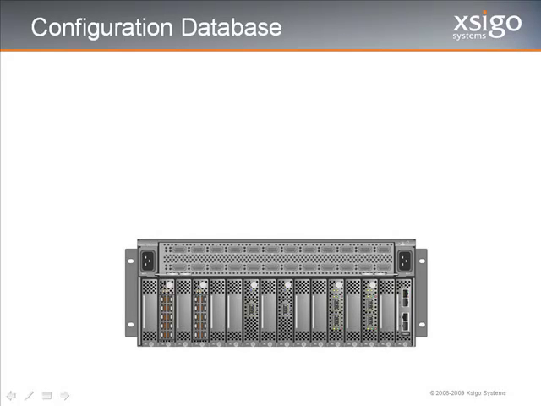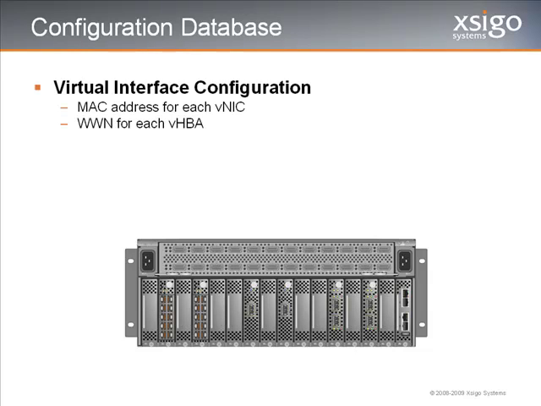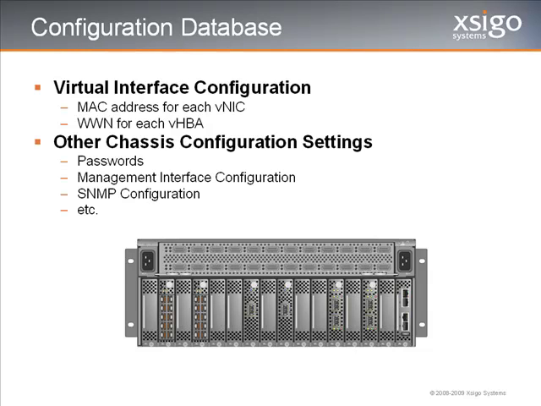The configuration database is a collection of all configuration information for a given chassis. That includes virtual interface configuration, as well as other chassis settings. For example, passwords and SNMP configuration, among many other details. We know that each virtual interface carries MAC or worldwide name information specific to that chassis. So each chassis configuration database is unique. The original configuration database and multiple copies are stored on the compact flash device of each chassis.